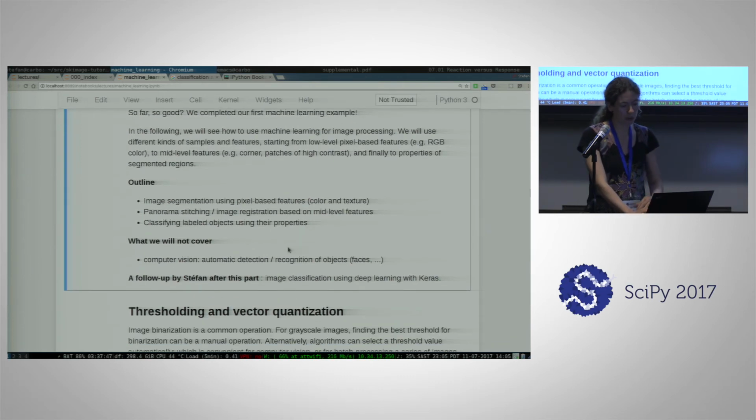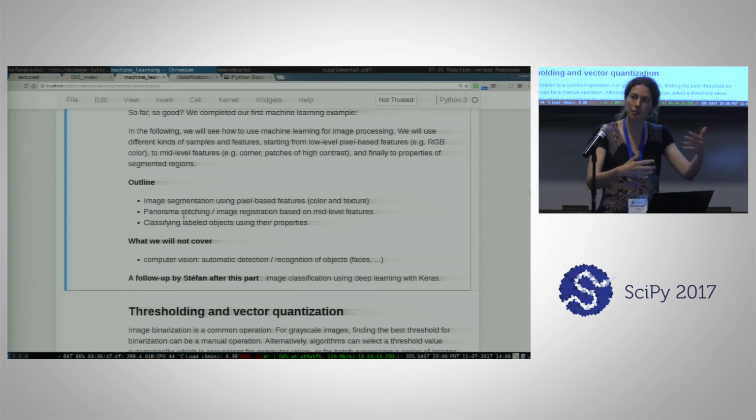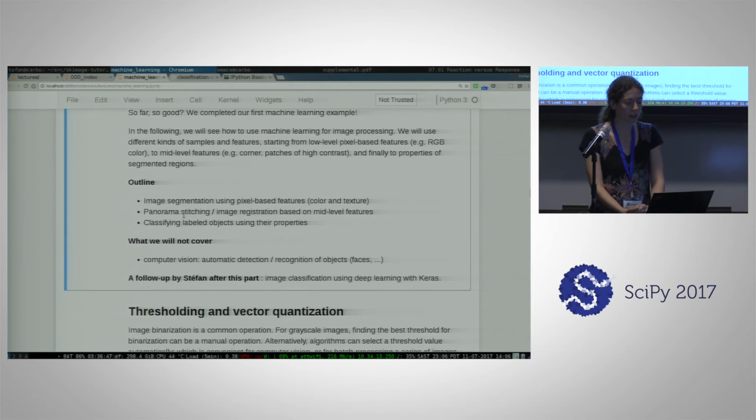So we'll have 3 main tasks, the first being image segmentation. Claire already covered a lot of image segmentation. We will see alternative methods. I'm not saying that they are better or worse. They can just be used sometimes in combination with what Claire showed, and it depends really on your images. Then we will have an example of panorama stitching, when you want to stitch together images that your phone took. And finally, we will classify labeled objects.